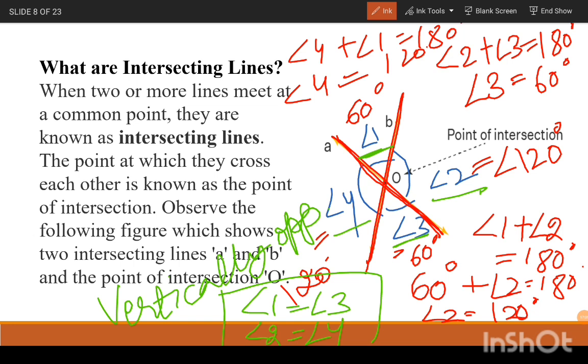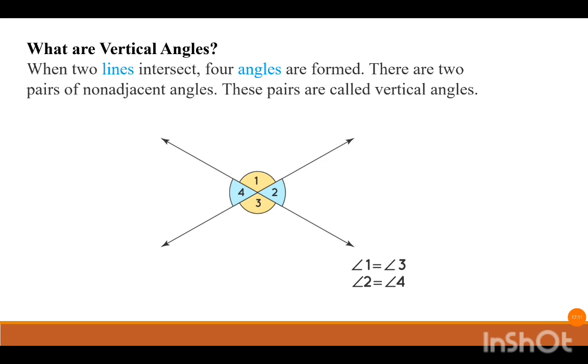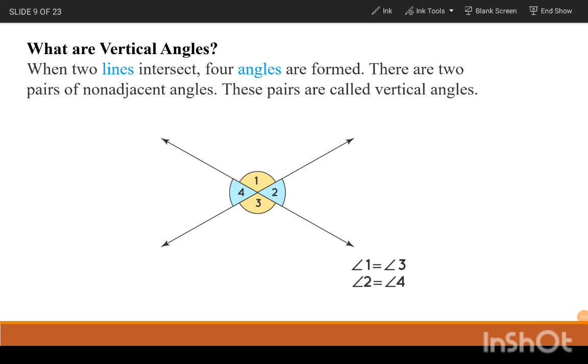So what are vertically opposite angles? When two lines intersect, four angles are formed. There are two pairs of non-adjacent angles, and those are vertically opposite angles. So here angle 1 and angle 3 are vertically opposite and they are equal also. And angle 2 and angle 4 are vertically opposite, and they are also equal.